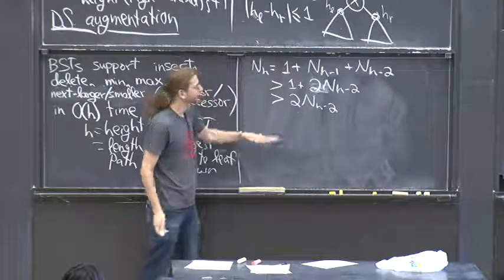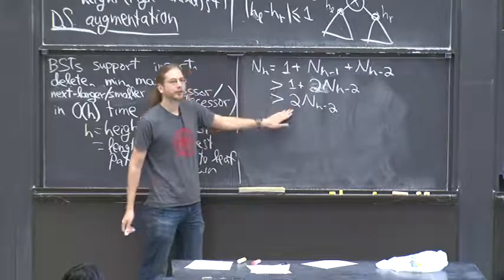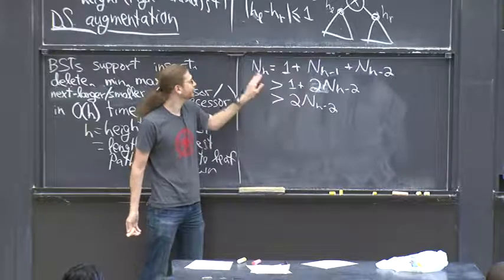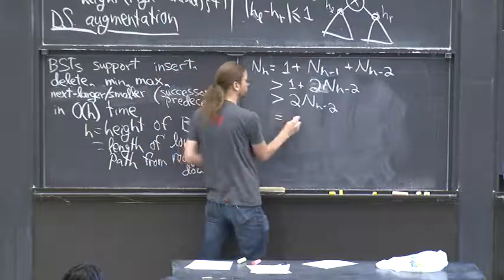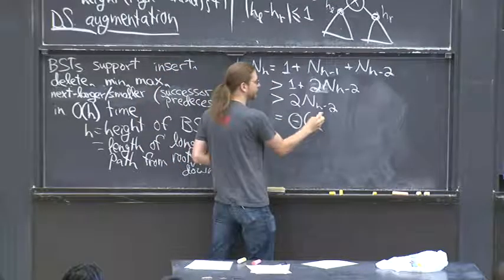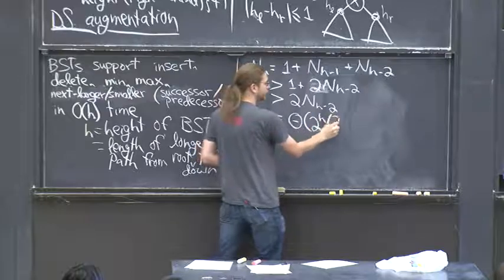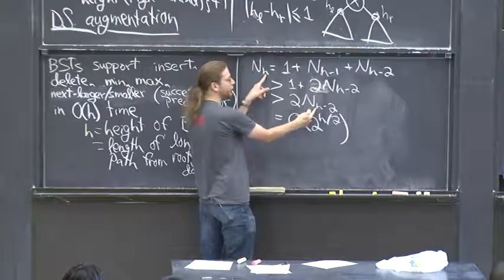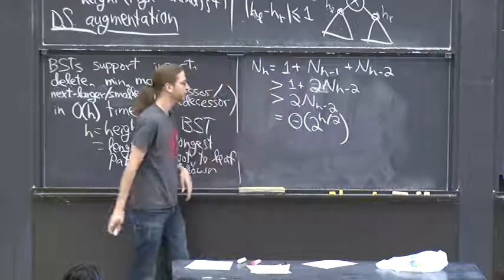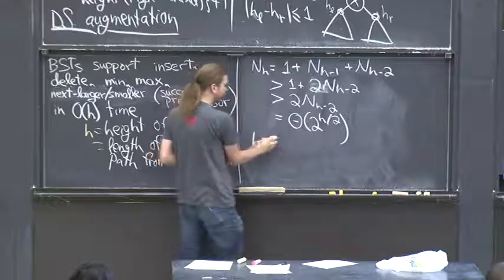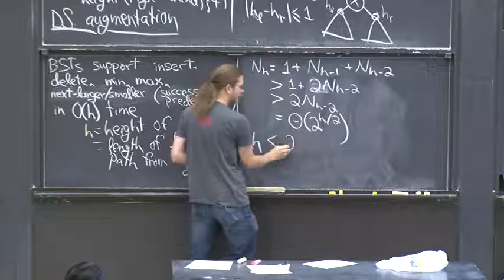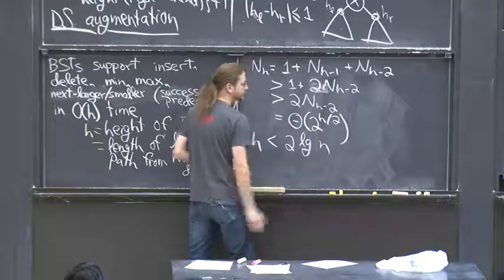OK, now I need a base case. But this looks like 2 to the something. What's the something? h over 2. So I'll just write theta to avoid the base case. 2 to the h over 2. Every 2 steps of h, I get another factor of 2. OK, so when you invert and do the log, this means that h is also less than 2 log base 2 of n.